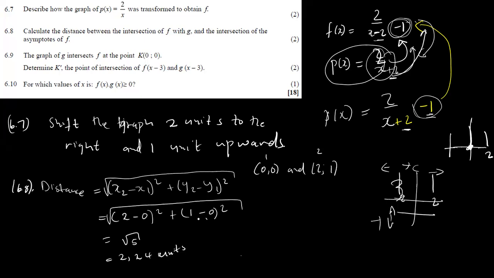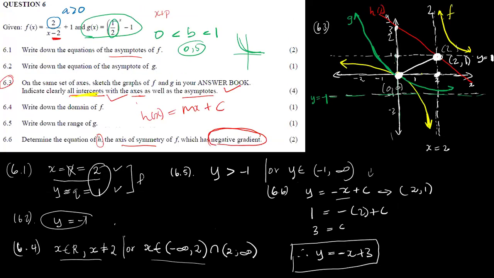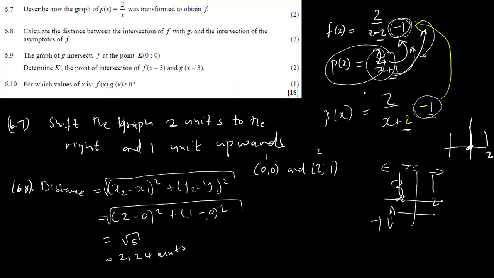Now 6.9, it says to us, the graph of G intersects F at the point K, whereby K is 0, 0. Yes, you see, now it confirms that we did the correct answer, which means this point here, they say it's point K, whereby graph of G intersects with graph of F at this point. See, that means our graph is correct. That's how you can also check your answers. Don't be that person who says, I'm just writing the answers, but you don't even understand what you're doing, right?